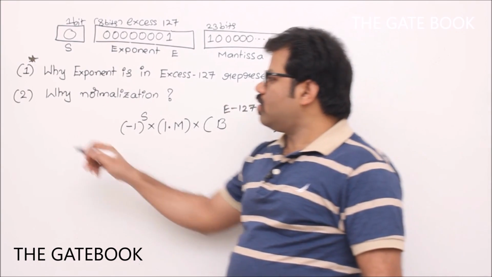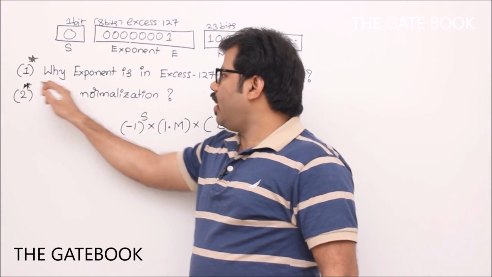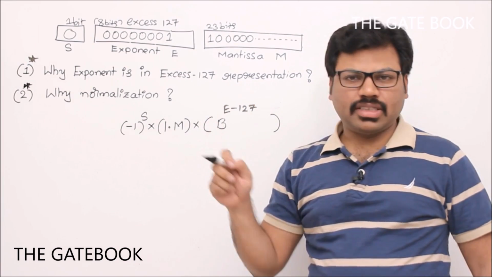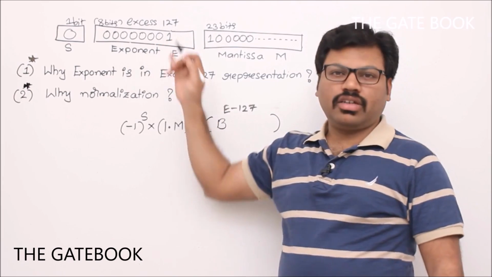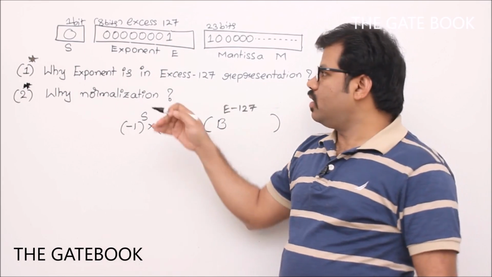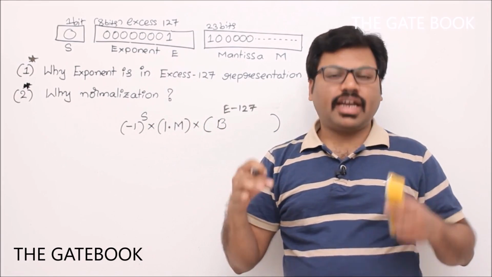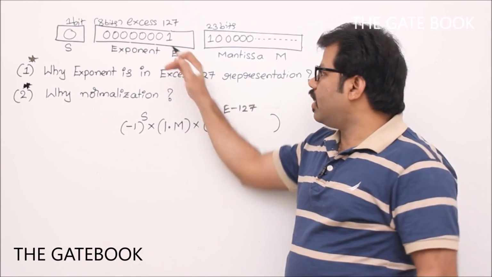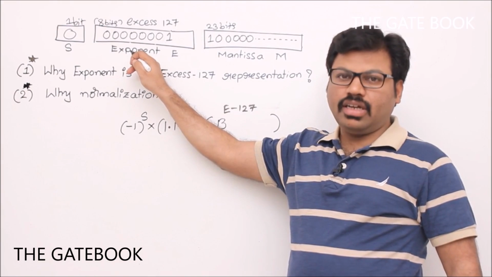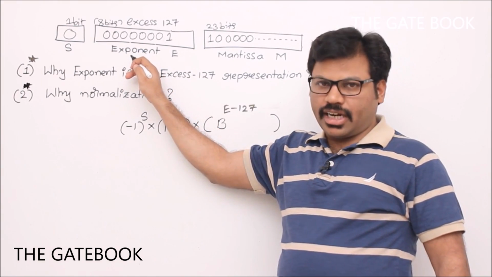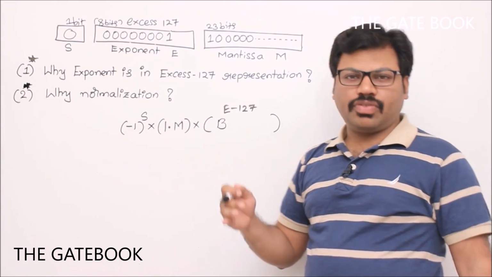So I would like to answer two questions here. One is why exponent is in excess 127 representation. Before that, first you should understand one thing. This exponent should support negative numbers also. That means your exponent should be a signed number. Yes or no? Sir, why signed number? Why not unsigned? If it is unsigned, then only positive numbers we can represent. Then if you cannot represent negative numbers, then smallest numbers we cannot represent.